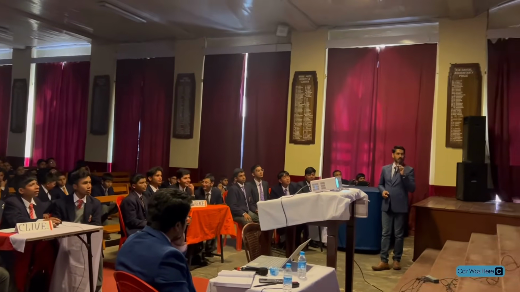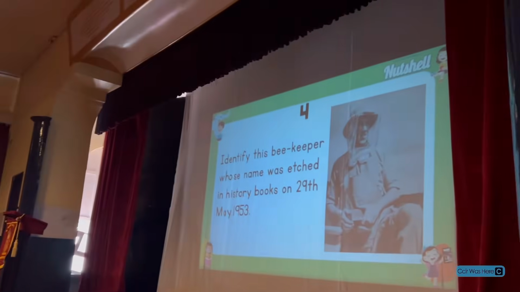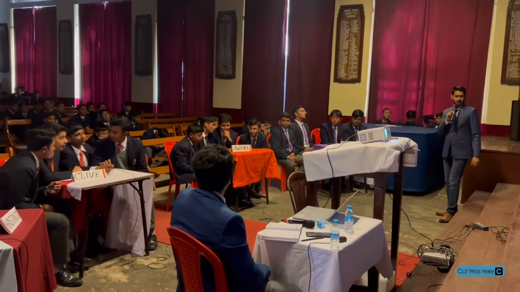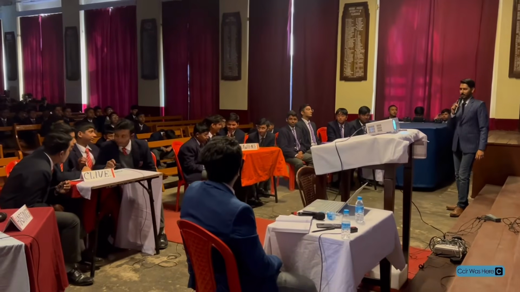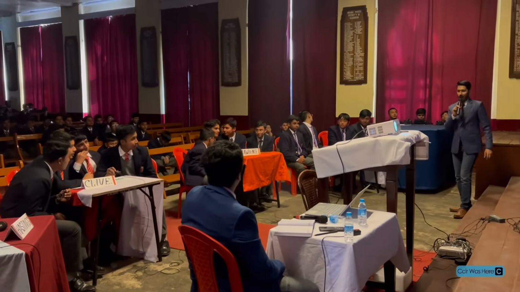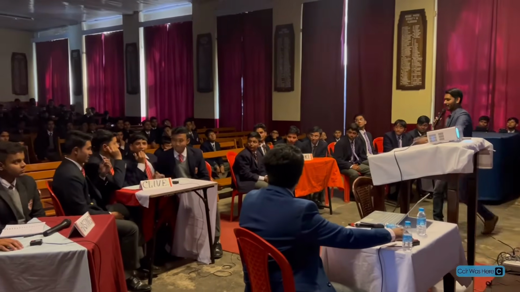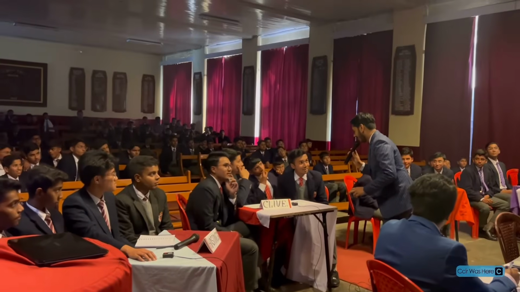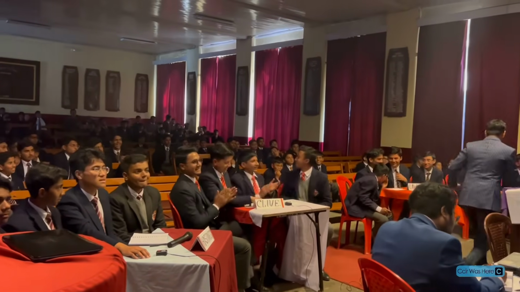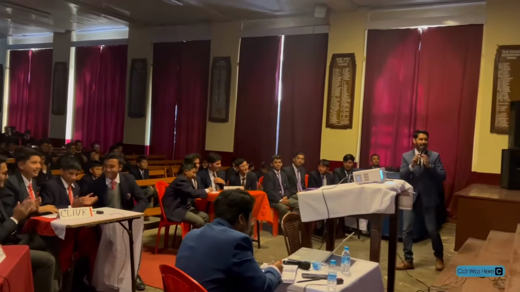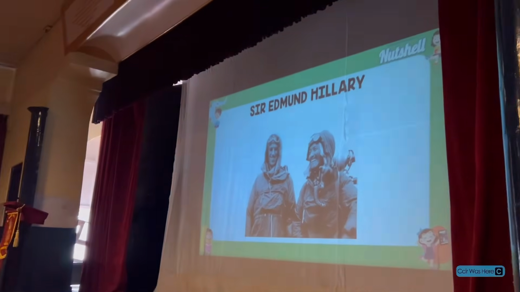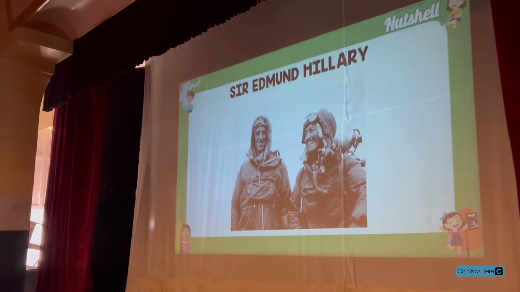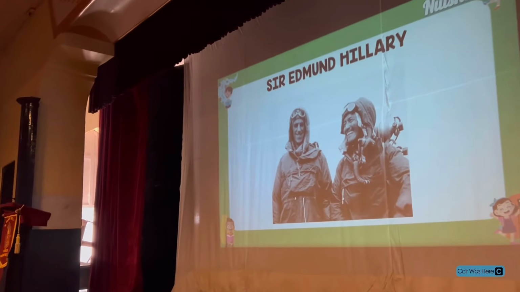Look at the date. Anyone who's pressing the buzzer. I'll give 5 more seconds to any team who wants to go for it. I need the name of the person. Clive, yes. Edmund Hillary. Sir Edmund Hillary. Plus 10. Brilliant answer. This is Sir Edmund Hillary, who obviously climbed Mount Everest with Tenzing Norgay on 29th May 1953. Brilliant answer. They get a plus 10 on this.